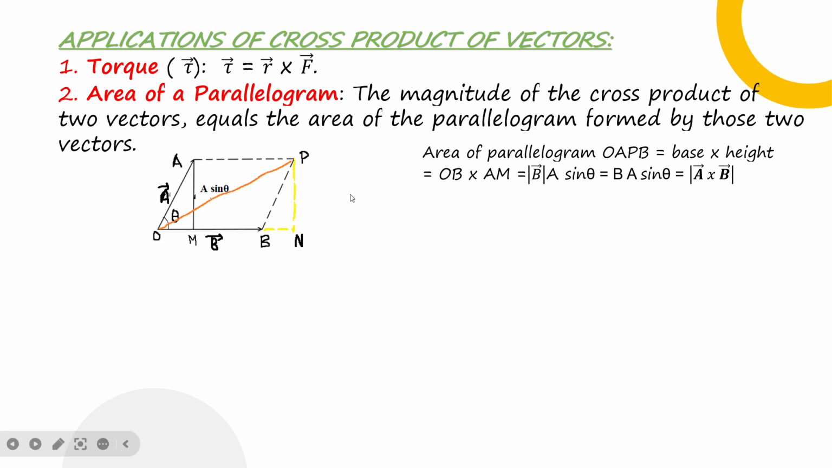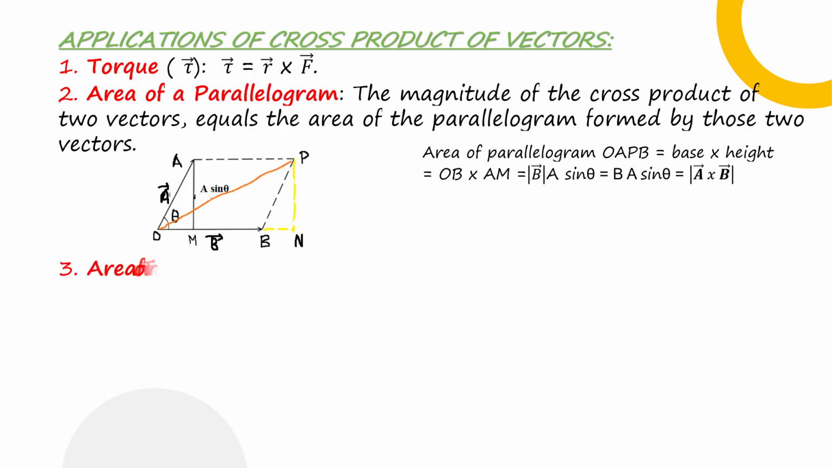The area of this parallelogram OAPB is equal to base into height, that is OB into AM. OB is the magnitude of vector B and AM is A sin theta. So this we can write as BA sin theta, and it is nothing but mod of vector A cross B.